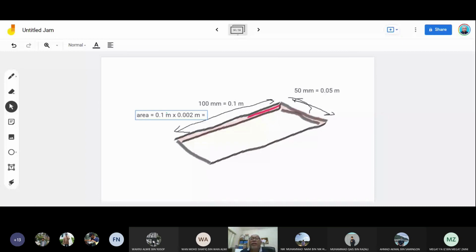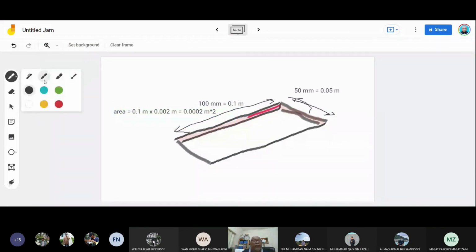So we go back to this. Here it is 0.002 times 0.1, and you get 0.0002 meter squared. So that's the area here. This area is here, all along here.